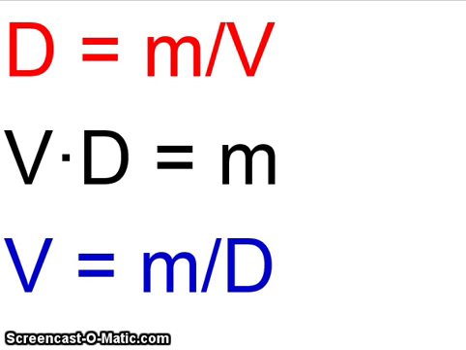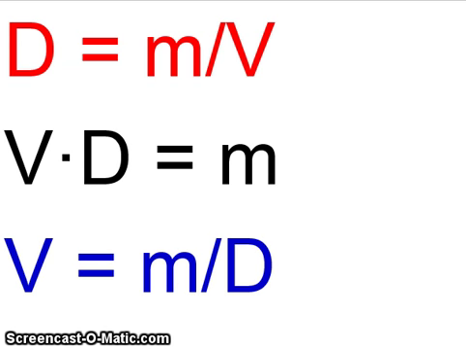And there's a couple of different ways of rearranging the same formula. So a little bit of basic algebra there. You can find density, or you can find the mass, or you can find the volume, as long as we have two of those numbers. So let's go down to here.